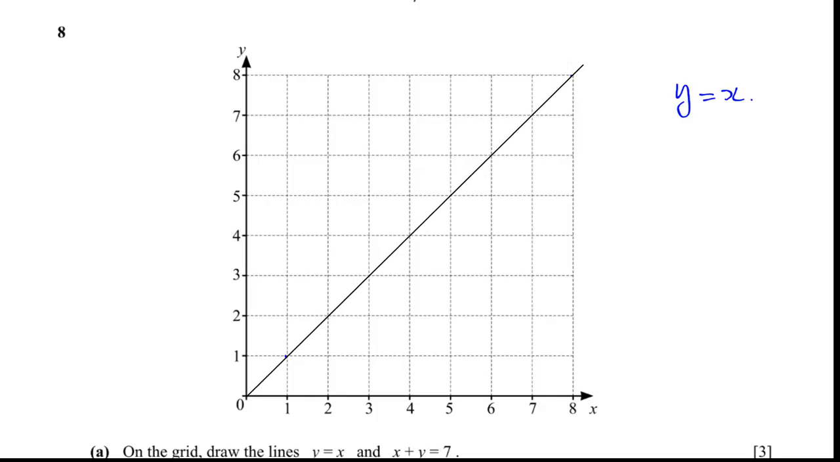You can also think about it like this: if you think about y equals mx plus c, the y-intercept is 0 and the gradient is 1. So it goes through 0 and the rise over the run is 1, so 1 up and 1 across. So we end up with these points, join them together and continue the line. Okay. And the other line is x plus y equals 7.